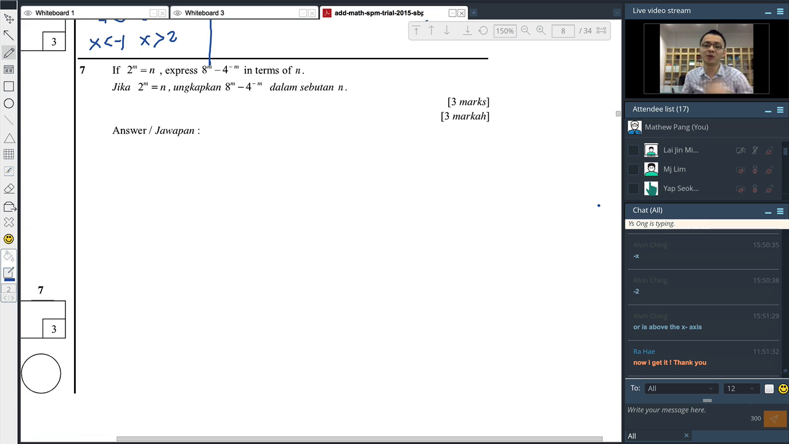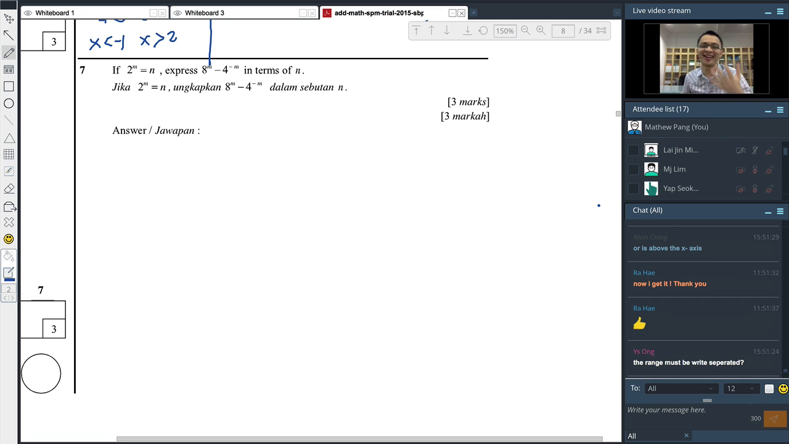Alright, if 2 power of m is equal to n, express this one in terms of n. So I will change everything into 2 power of something. This is 2 power of 3m minus, this is 1 over 4 power of m. Of course, I know 4 basically I can change into the 2 power of 2, isn't it? So I change the 4 into 2 power of 2 as well.